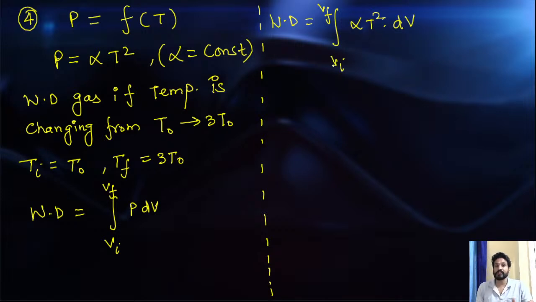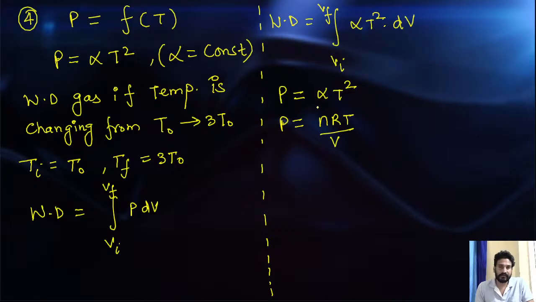So how to solve this question? It is obvious that if we have T and V, the whole equation must be either in T or in V, right? Is that clear to you? So how to solve this? See, P is equal to what? P is my alpha T square. It is given. And also from PV equal to nRT, we can write that P is equal to nRT by V.